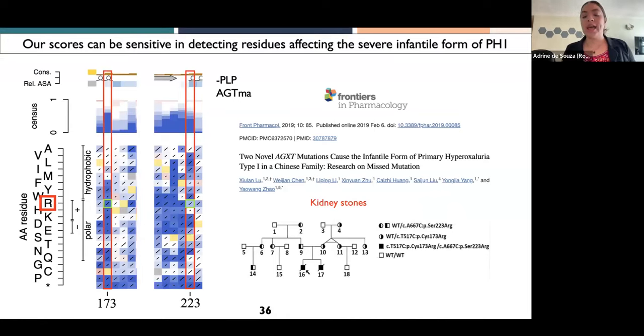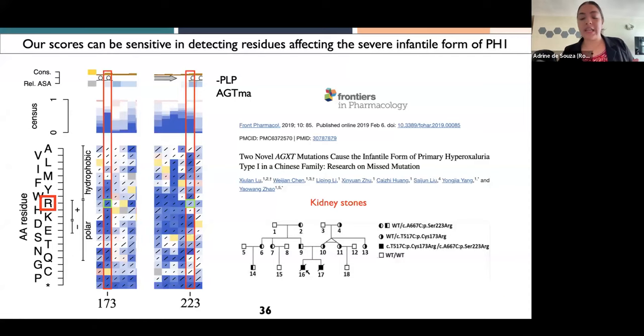So this group actually did the whole genotyping of this family that was affected by the infantile severe form of PH1, where the boys, individuals 16 and 17, died at 4 and 5 months of age, from 2 different pregnancies. And both of them carry 2 mutations that we have scores for, at residues 173 and 223. It would be really interesting to know if our map is sensitive enough to segregate or tell apart which mutations could be contributing to the severe form.